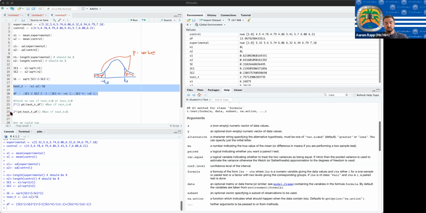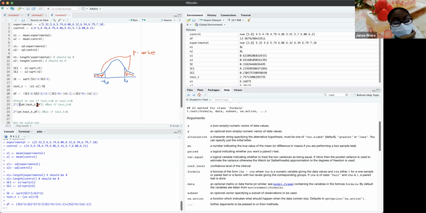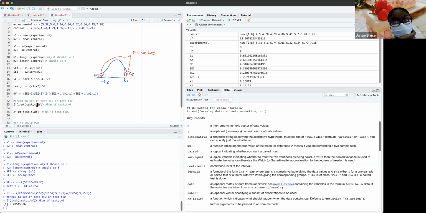Line 23. So I get a p-value of 0.0154. Actually, it'd be 0.0155, because following that 4 is a 5, which means it rounds up to a 5.